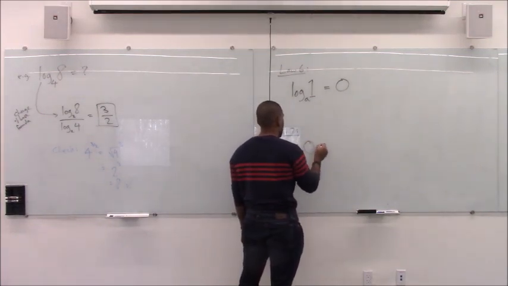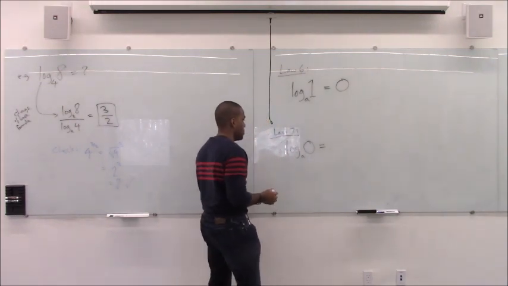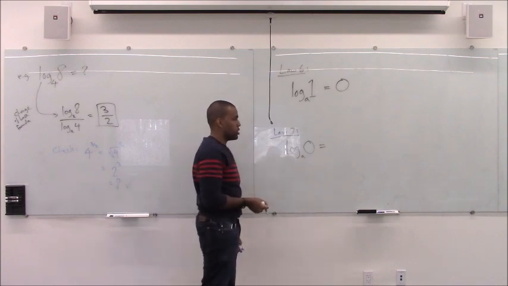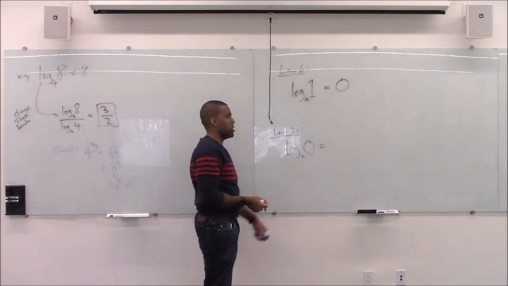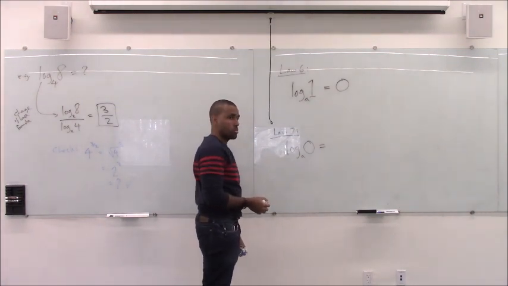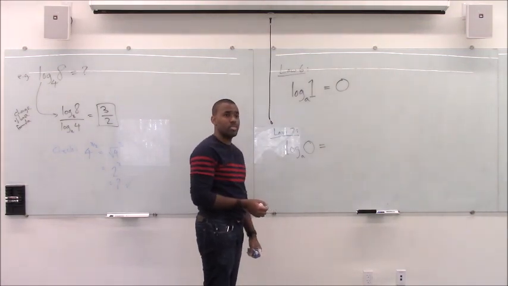What is the log of 0? A is some positive number, like 2. What power do you have to raise 2 to in order to get 0?